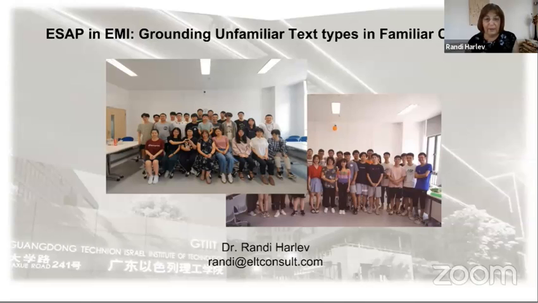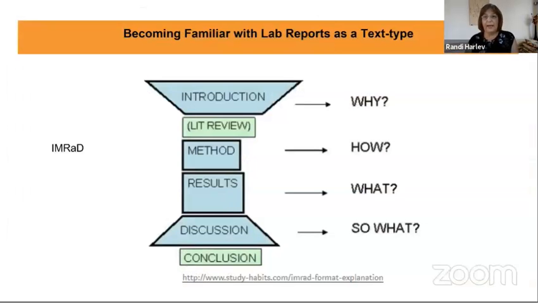So without further ado, we started out by helping our students become familiar with the lab reports by using the IMRAD discourse format, which stands for Introduction, Method, Results, and Discussion. And this may be familiar to you from various academic or empirical research articles or things that you've had to write yourselves, like your master's thesis or your doctoral dissertations. And the students were somewhat familiar with it from reading, but they certainly had never used it for writing. So let me move to the next slide.